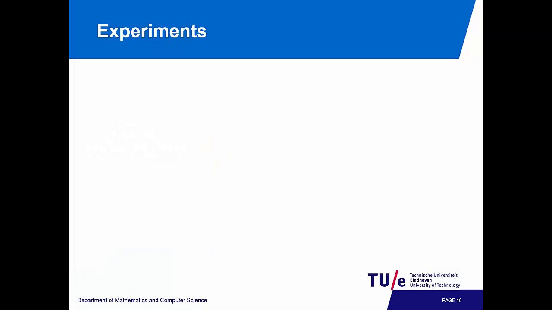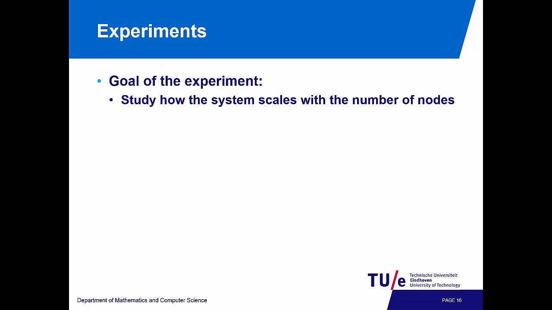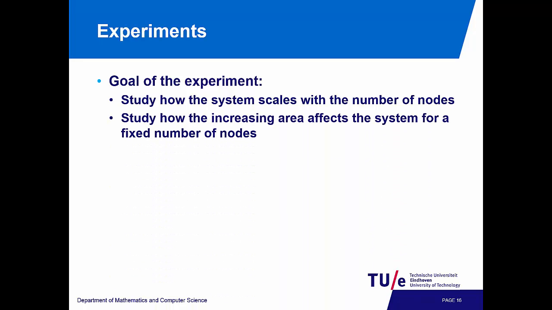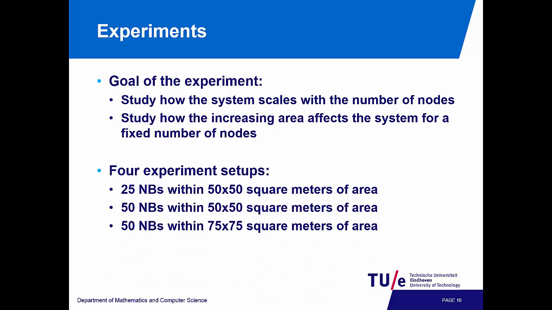Now the experiments. We have set two goals. First, to study the system's scalability with nodes, and second, to study how increasing area affects the system for a fixed number of nodes. For this, four experiment setups are required. First, with 25 NBs spread over a 50 by 50 square meter area. Second, with 50 NBs spread over a 50 by 50 square meter area again. Third, again with 50 NBs but spread over 75 by 75 square meters. And in the fourth setup, 50 NBs are spread over 100 by 100 square meters.